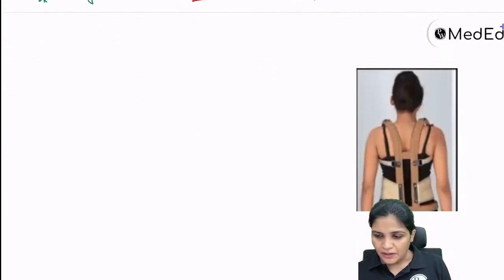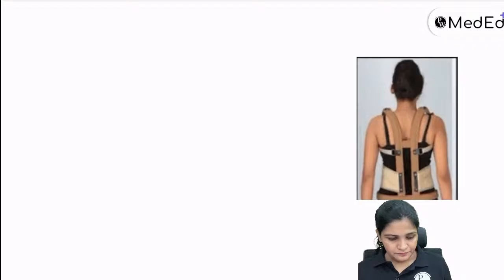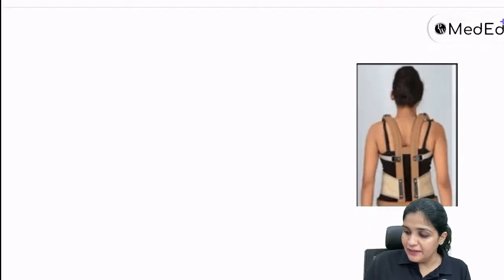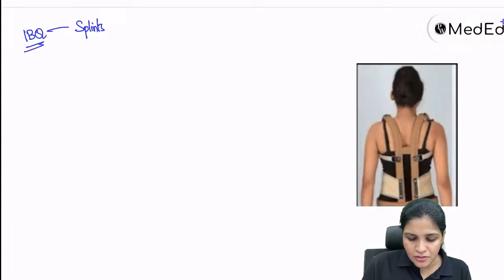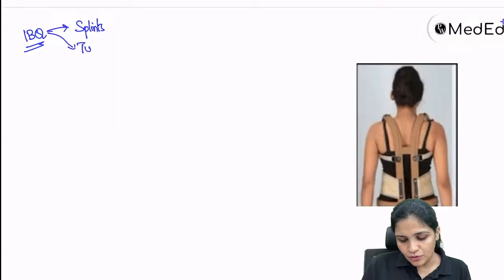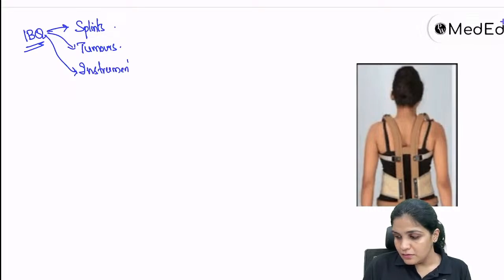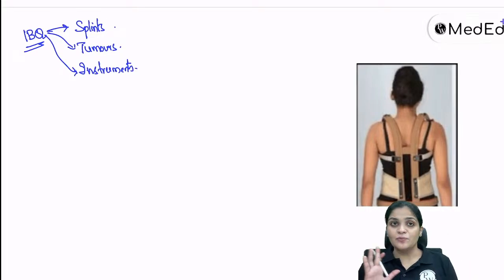Yes. So next one, what is this? Identify this splint. Again, the next important thing after tumors is your splints. Whenever somebody is talking about IBQs, splints are very, very important. Then I've told you the tumors are very, very important, and then come the instruments. So these are the 3 areas we have to cover while reading your IBQ.